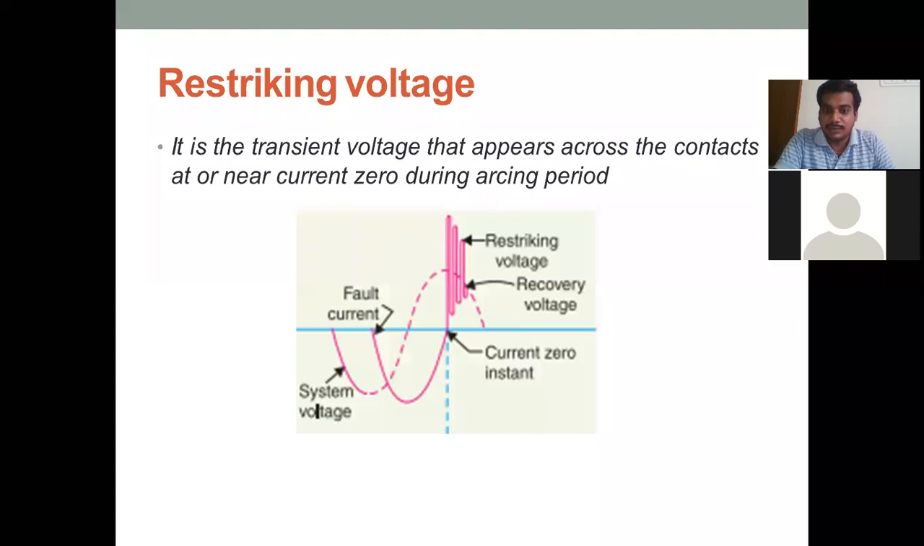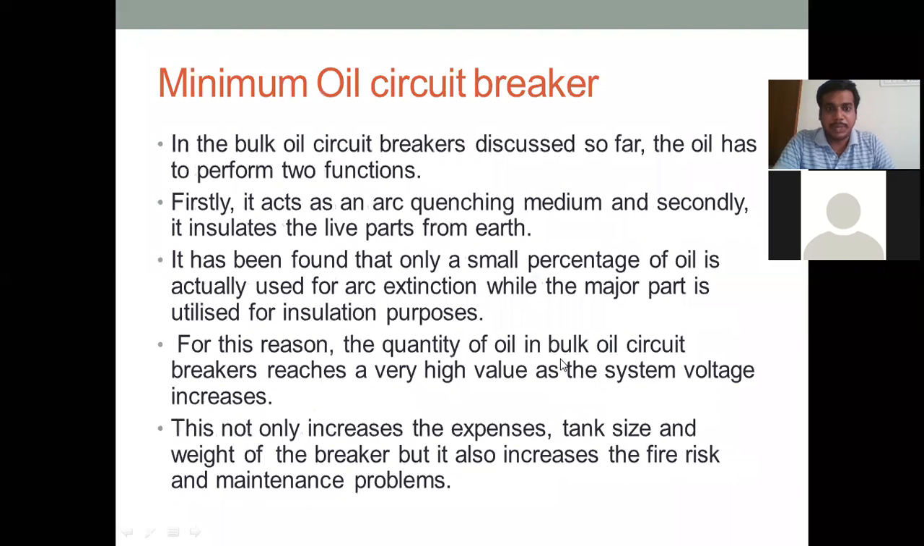So if the dielectric medium which is acting between the contacts is air, and its strength is higher than that of this transient voltage, then the arc will be reduced. If the restriking voltage value is higher than the dielectric medium, then it will exist for the next half cycle also. Then again, the next half cycle also, it will be repeated.